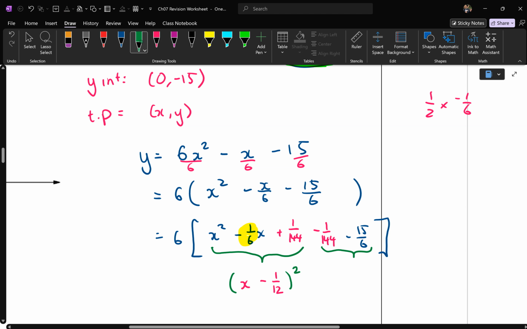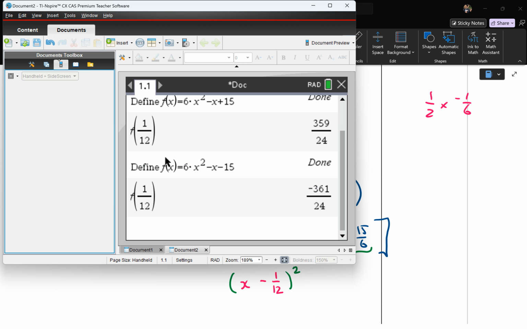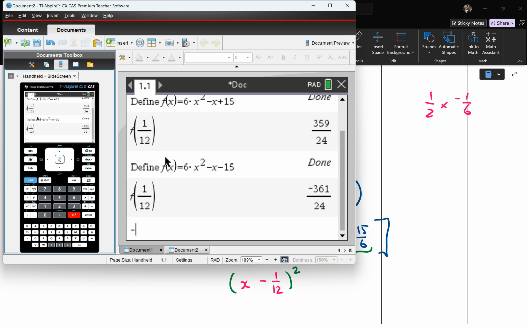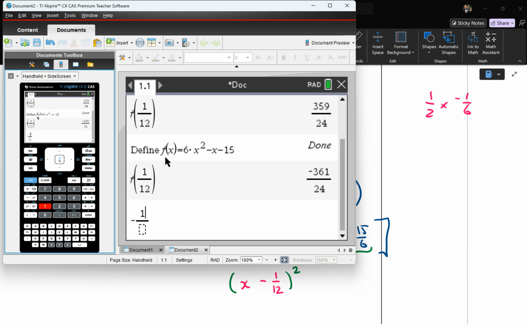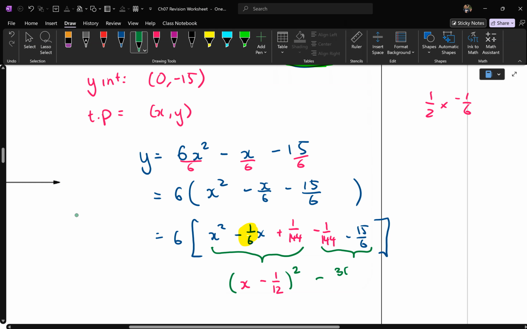Here we go. Let's work out what negative 1/144 take away 15/6 is. I'm going to use a calculator to speed this up. Negative of 1/144, take away 15/6, and there's your negative 361/144. Don't forget there's a number 6 on the outside this whole time.